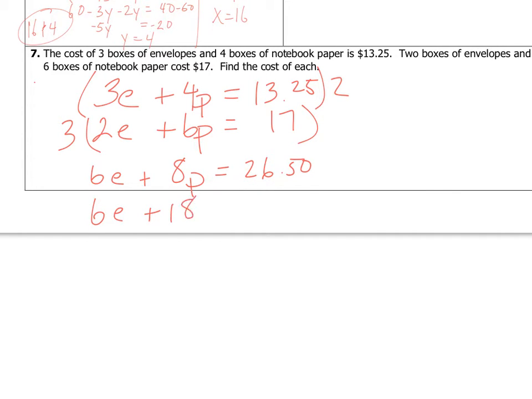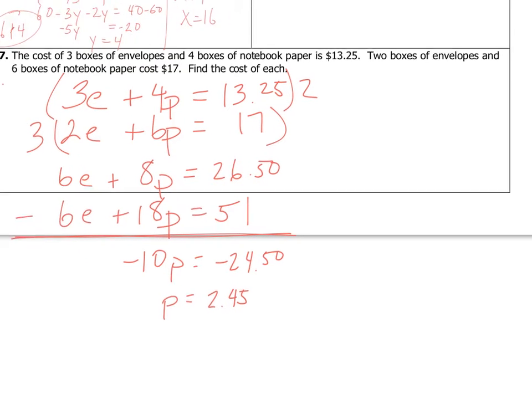All right, multiplying the second equation by 3, 6e. Now I've got 18p. And gosh, what is that, 51, I think? Okay, same coefficients in my e variable means subtract. So my e's go away. 8 minus 18, negative 10p. 2650 minus 51, negative 2450. Makes me happy because for a second I was beginning to think we were going to have a negative number. Okay, notebook paper is 245. So there's one of my answers.